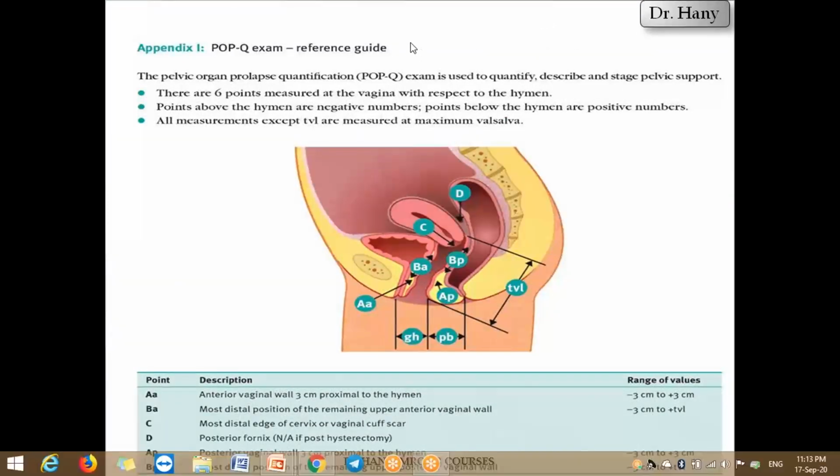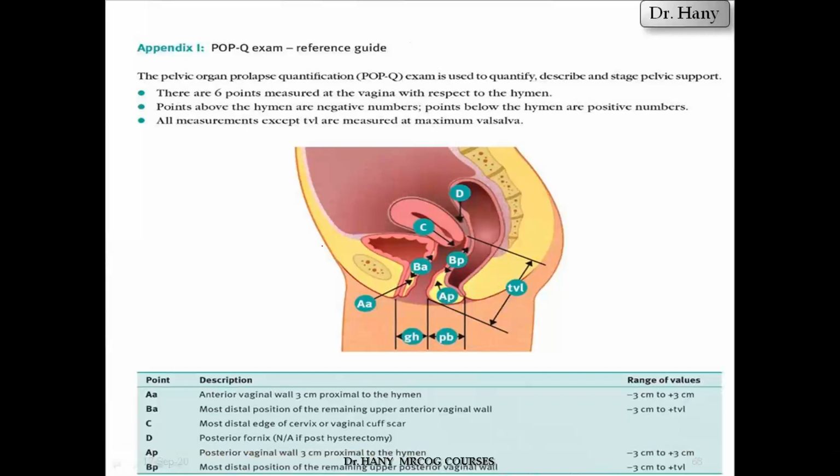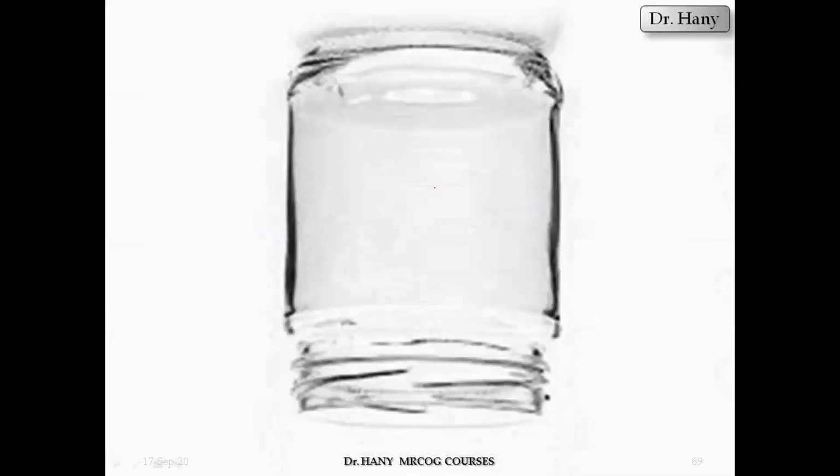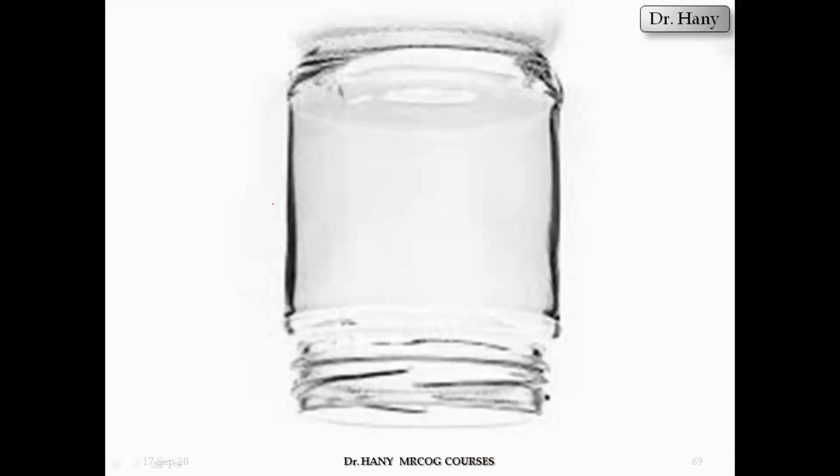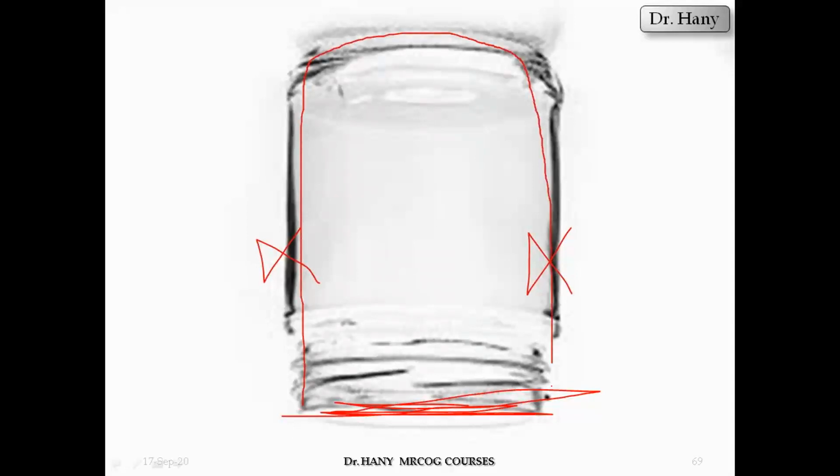You have 3 points in the anterior wall and 3 points on the posterior wall and 3 points on the perineum. The anterior wall, I told you before, I was in Leeds University, and one of the consultants gave me a jam jar and told me to teach the student the POP-Q. Then I looked at the jam jar and I said, this is the hymen, and I will put 1 point here and 1 point here. This is the anterior wall and this is the cuff or the vagina after removing the uterus. This is the posterior wall.